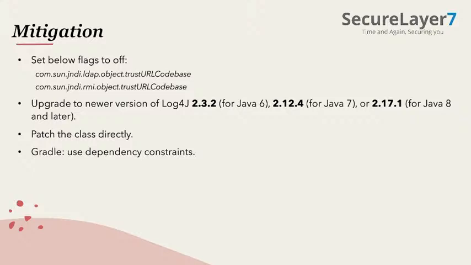And the final mitigation which you need to do till this date, right, is to set these flags off, upgrade to the newer version of Log4j, which is 2.17, and strictly use the dependency constraint in Gradle, right?